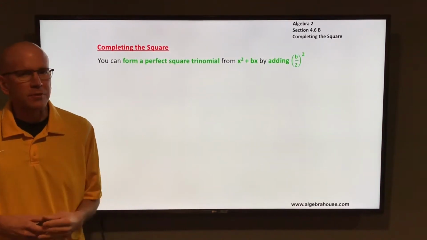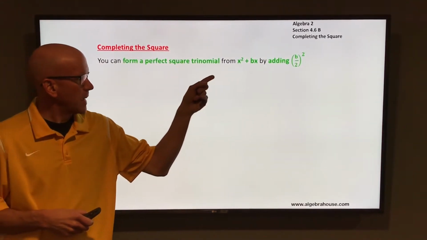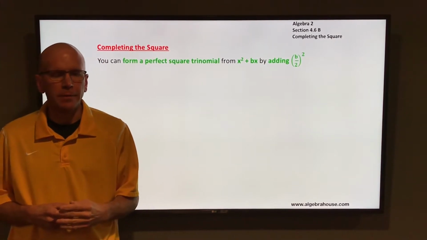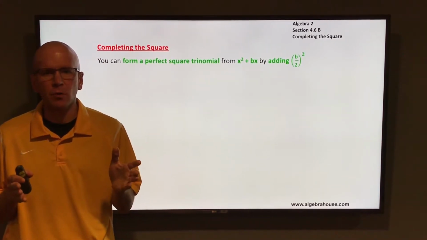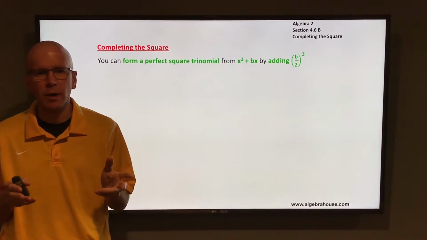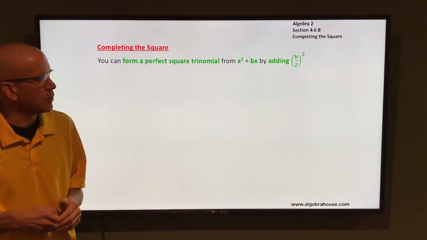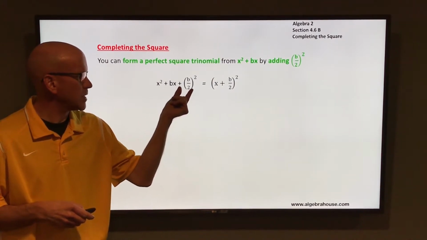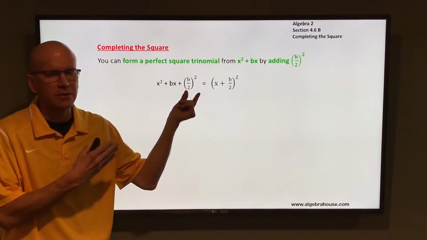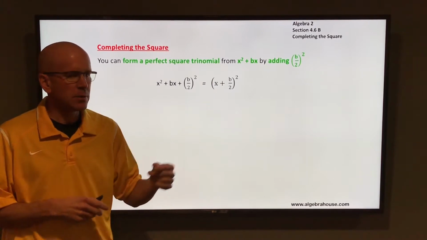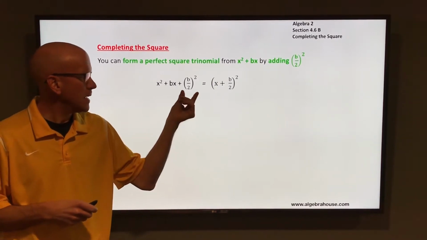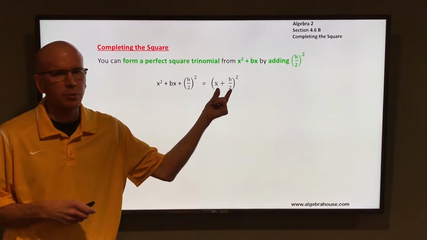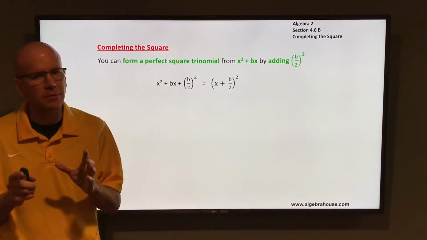You can form a perfect square trinomial from x squared plus bx by adding (b over 2) squared. In other words, you take half of the coefficient of x and square it. That will make that into a perfect square trinomial. So if you have x squared plus bx, you take half of the coefficient of x and square it. That makes it into a perfect square trinomial, and then that factors into the square of the binomial (x plus b over 2) squared.